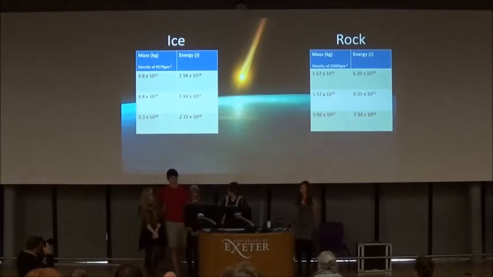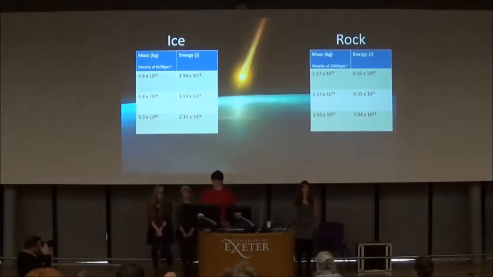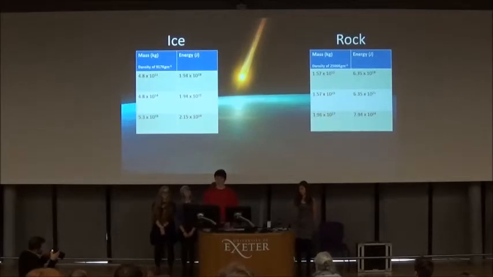This is the data we collected when we used our equations to find results. As you can see, we have simulated two different materials for the asteroid to be made of, ice and rock. Usually, an asteroid is a combination of these factors, but we gave them pure materials as this is much easier for us to work out.